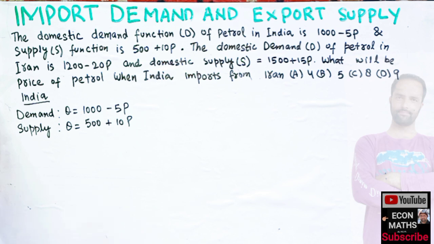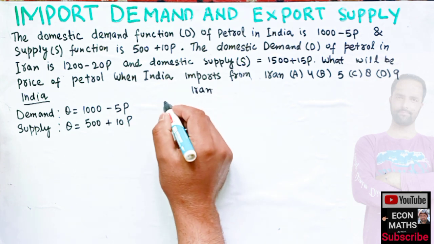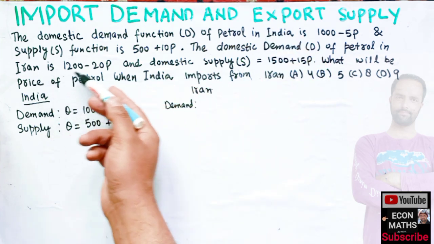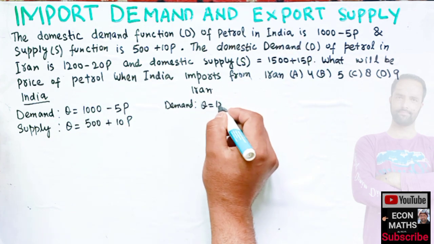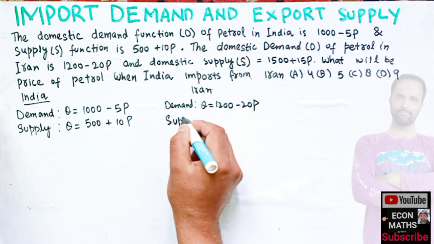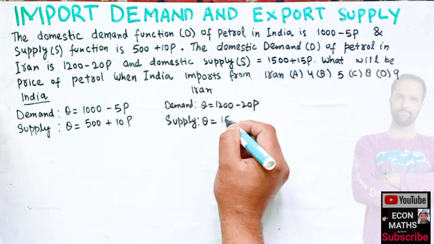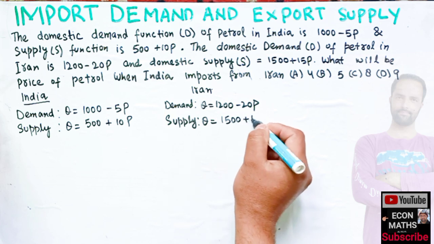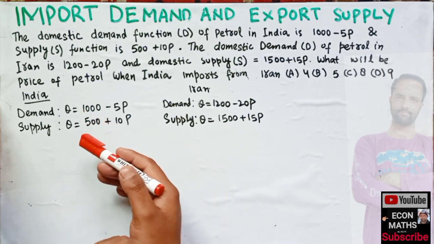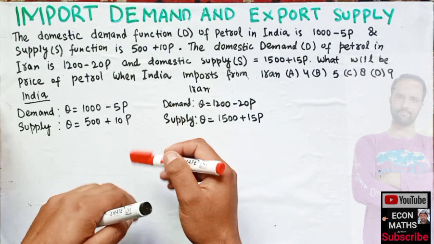For Iran, let's write it here. What is demand? Domestic demand in Iran for petrol is given to us as q is equal to 1200 minus 20p, and domestic supply is equal to 1500 plus 15p.